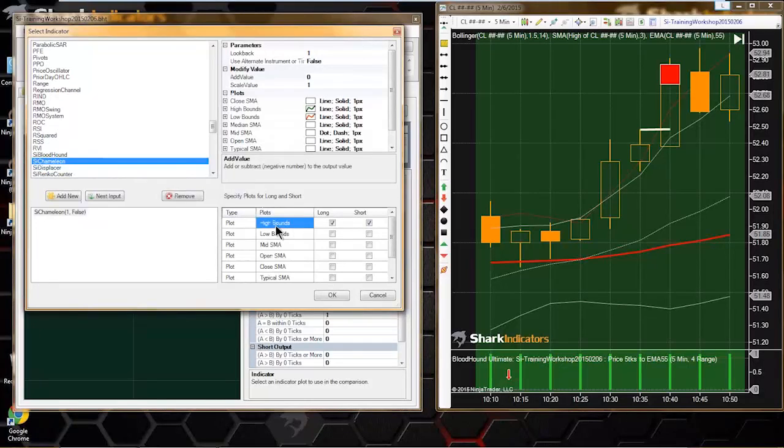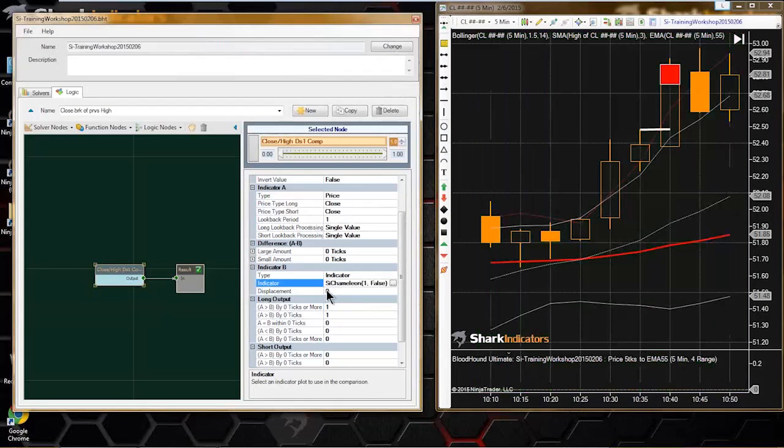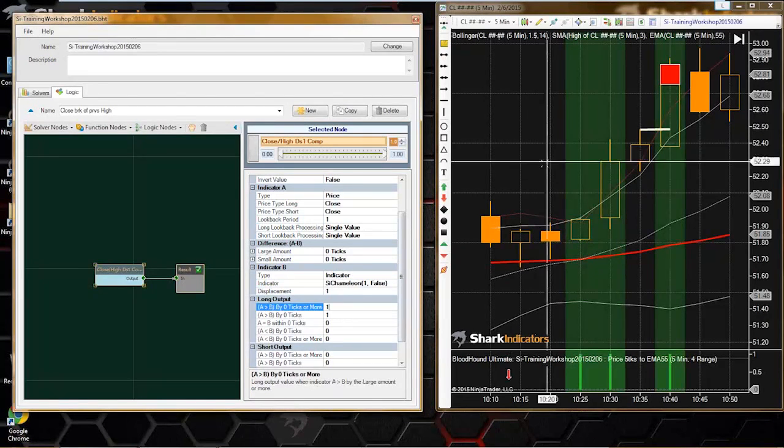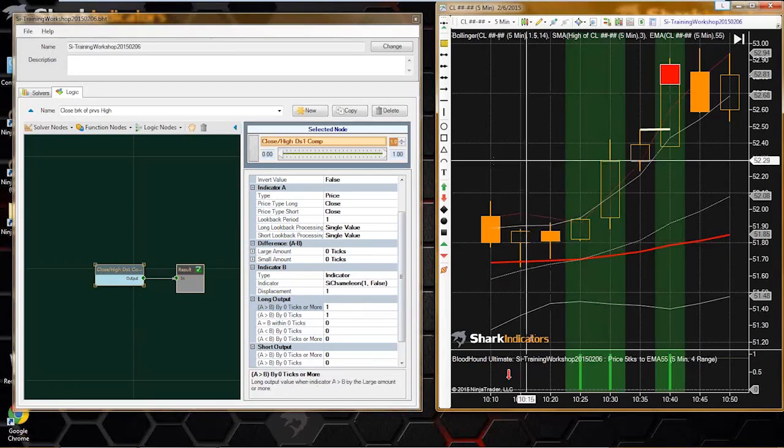and I'm going to use the high for a long signal, and I imagine we're going to use the low for a short break to the downside, to the short side. Let's do that, and then I need to displace it. So remember, when you displace something, it takes the value and shifts it forward onto the next bar forward. And there we go.